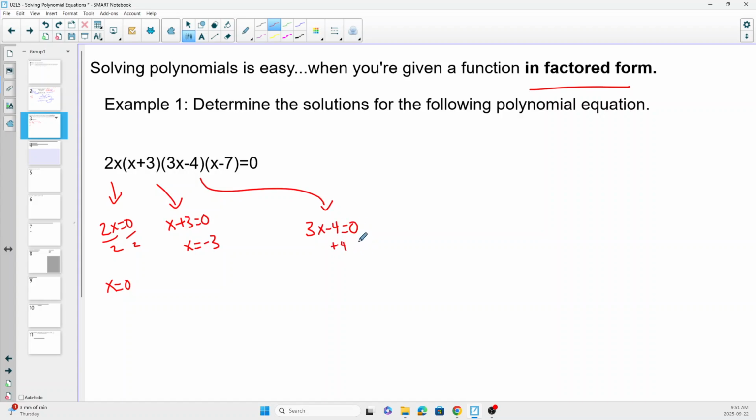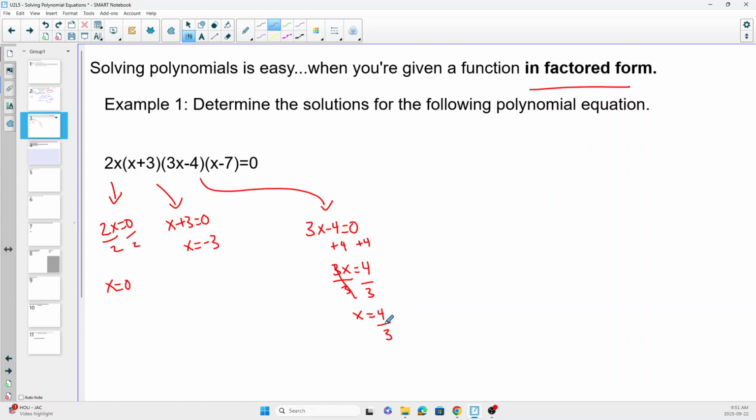So I'm going to write out the steps for this one. Opposite operations to isolate x. Okay, so I want to get rid of this negative 4, so I add 4 to both sides. I have 3x equals positive 4. Want to get rid of this 3, so I divide both sides by 3, and I end up with x equals 4 over 3. That is the solution.